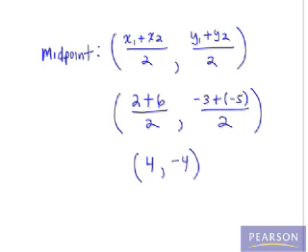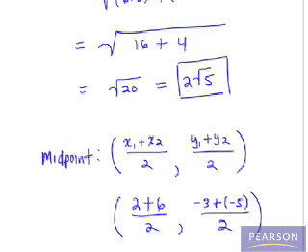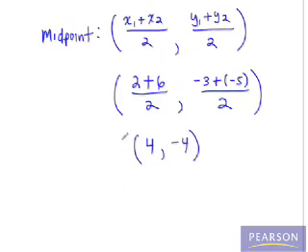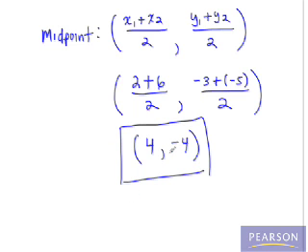So again, our 2 answers: what's the distance between the 2 points? 2√5. And what's the midpoint between those 2 points? That occurs at the point (4, -4).